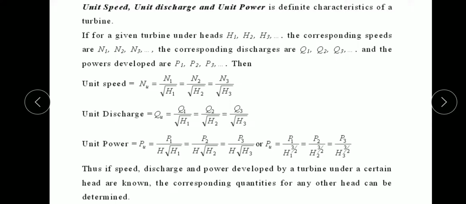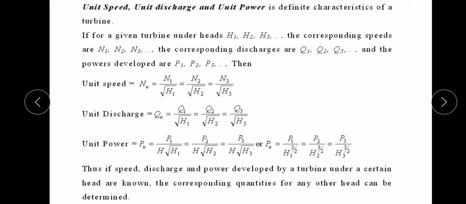For unit speed, Nu is equal to N1 by square root of H1, which is equal to N2 by square root of H2, which is equal to N3 by square root of H3. This is possible only when these three turbines have the same efficiency. Similarly, unit discharge Qu is equal to Q1 by square root of H1, which is equal to Q2 by square root of H2, equal to Q3 by square root of H3. Here also it is the same. Three turbines they have considered. When these three have the same efficiency, then Qu is the same for all three turbines.